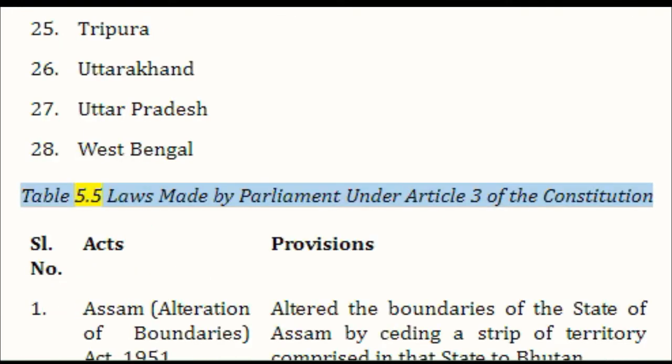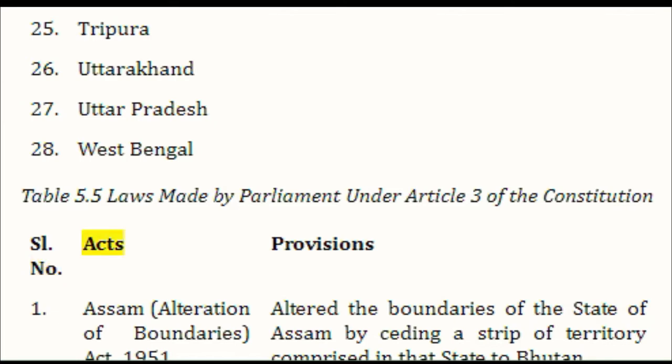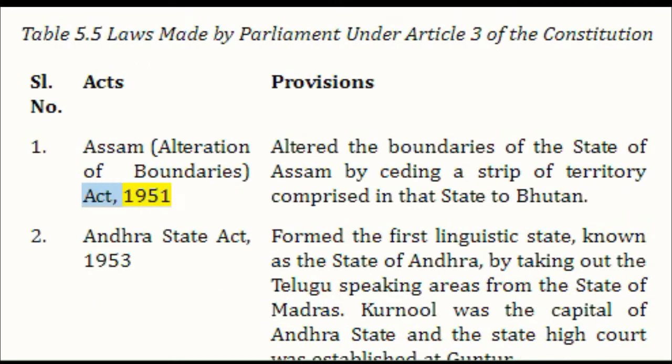Table 5.5 Laws made by Parliament under Article 3 of the Constitution. Serial number, Acts, Provisions. 1. Assam, Alteration of Boundaries, Act, 1951. Altered the boundaries of the state of Assam by ceding a strip of territory comprised in that state to Bhutan.